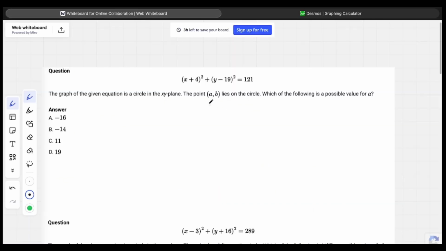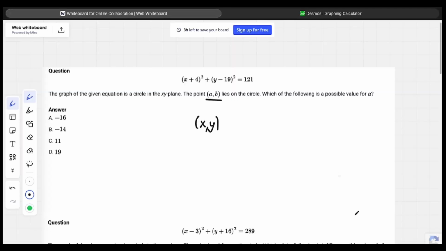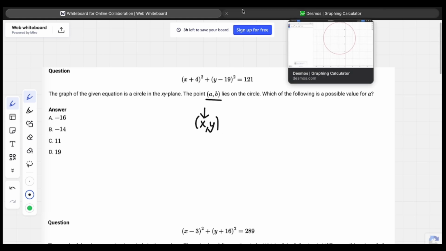Now we can go to what it's asking for. It's saying that there's a point (a, b) and it lies on the circle. This basically means that there's an x and y coordinate that we can find that's on this circle here. It's asking us to find a possible value for a. A here is just x. So we can look at any of these, plug it in, and see if we have an x value that is on the circle.